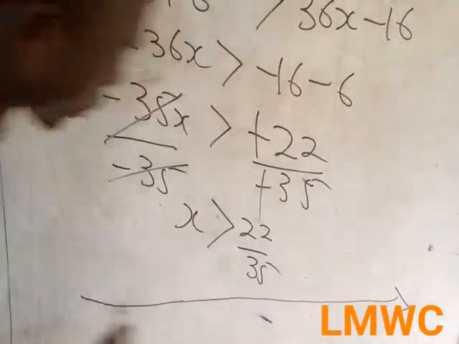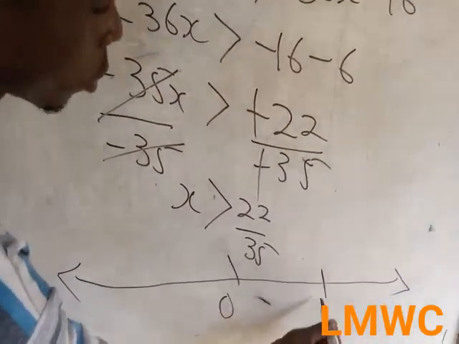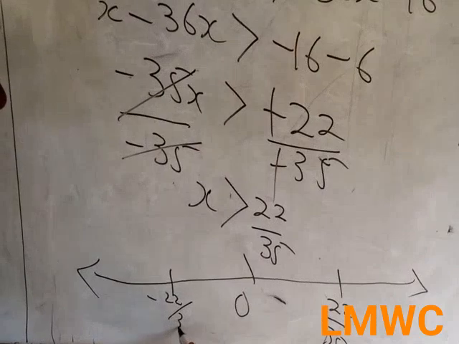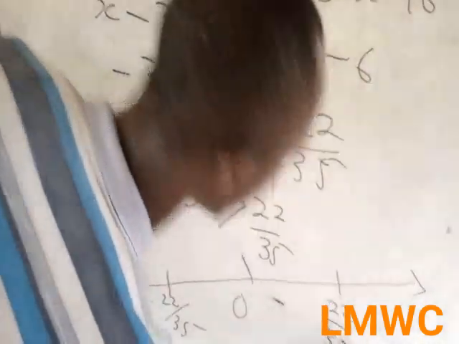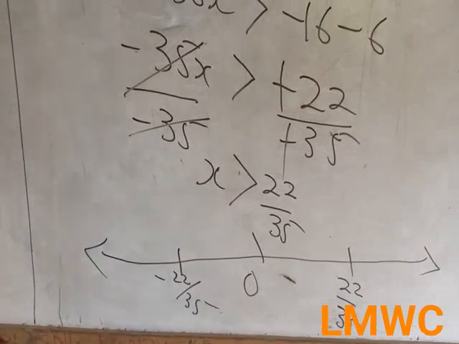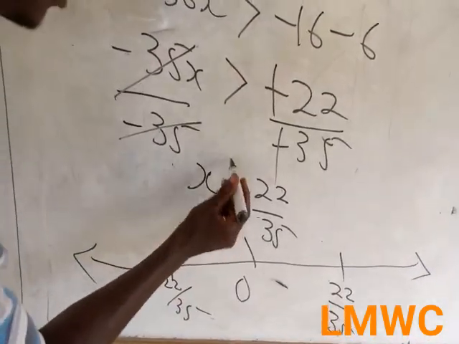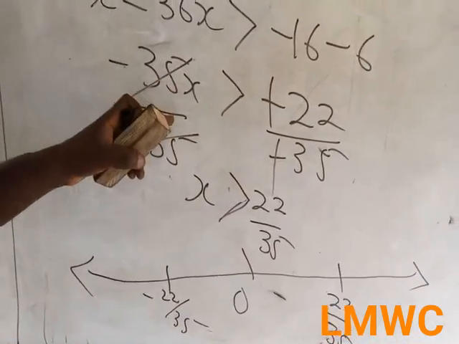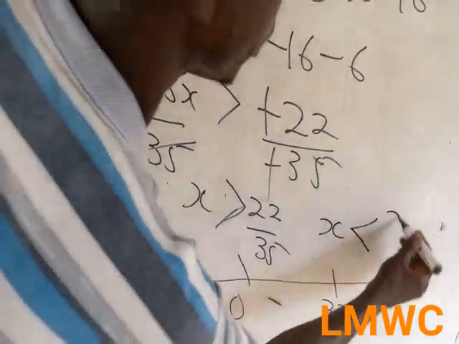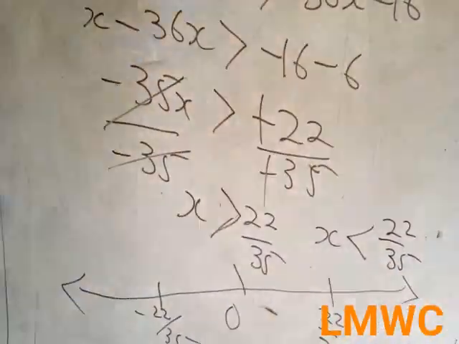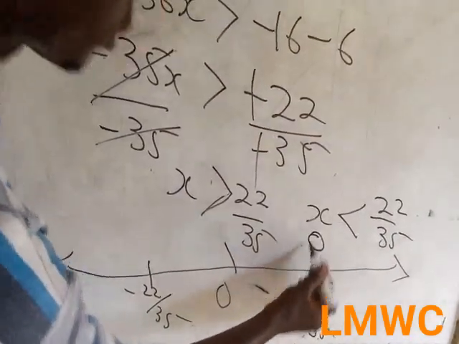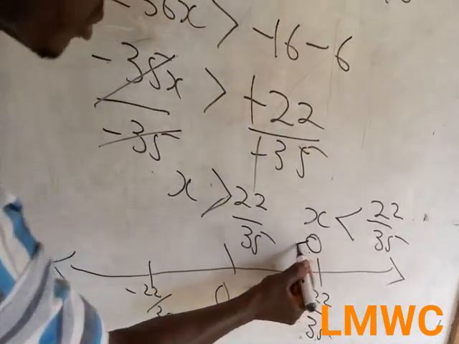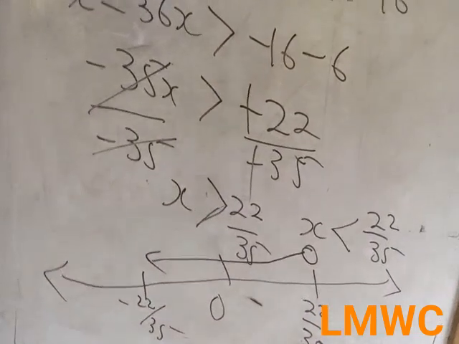Let's represent our answer on the number line. So here is 22 over 35. Here is negative 22 over 35. Once you make one positive, the other becomes negative. So this one, you see I said greater than, but because the coefficient of the variable is negative, the symbol will change to x is less than 22 over 35. This means we put our open circle on 22 over 35 and it moves to this direction. So that's our number line.